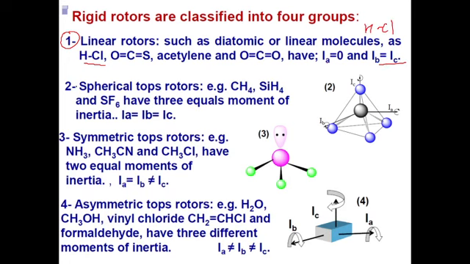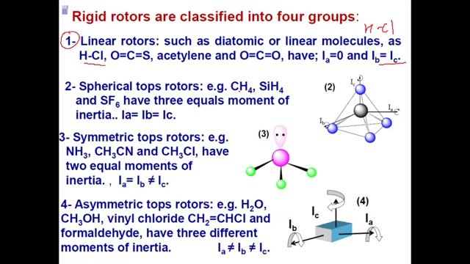Next is the spherical top rotor. Here the examples are CH4, SiH4, SF6. That means in that case the central atom is bonded to the same atoms, that is H4. Here all six fluorines are attached to the central sulfur. And that's why their moments of inertia are IA equal to IB equal to IC.